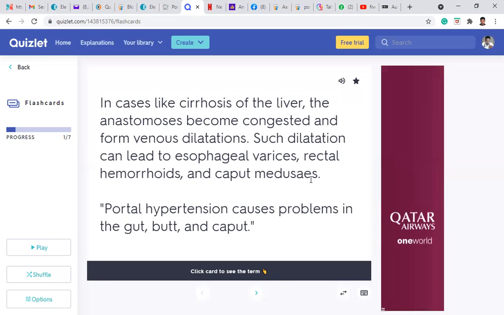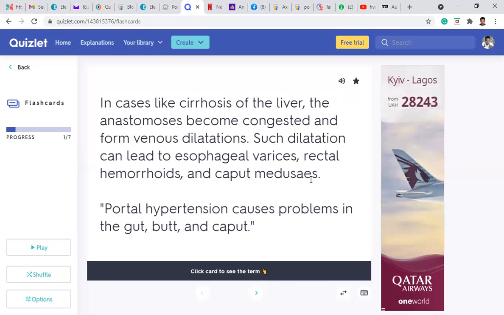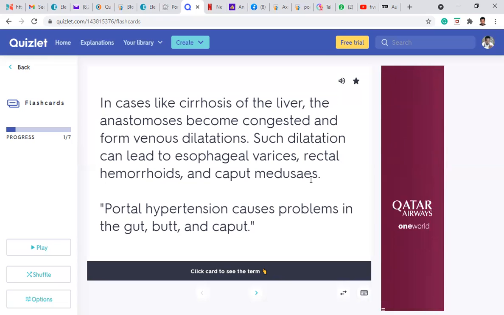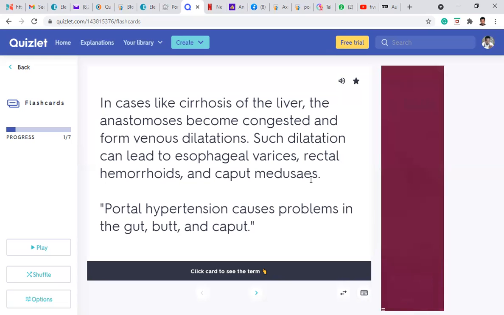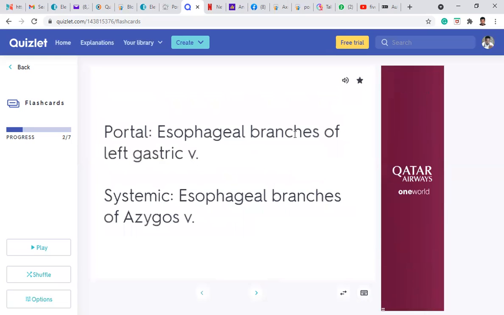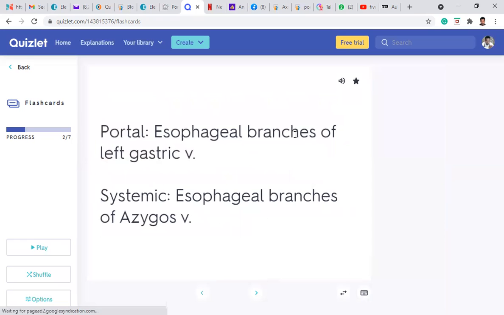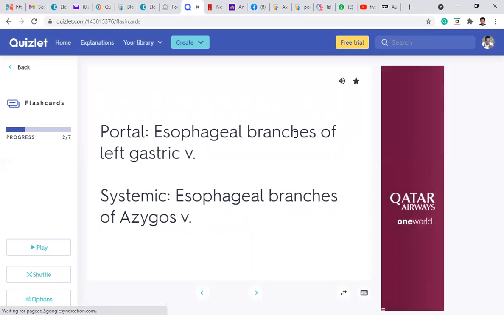So if you see in any exam that says which of the following condition is represented by gut, butt, and caput, it simply means portal hypertension. Portal hypertension, that's what it means. Okay. Now, so portal hypertension, guts. Let's start with guts. So what happens in guts?